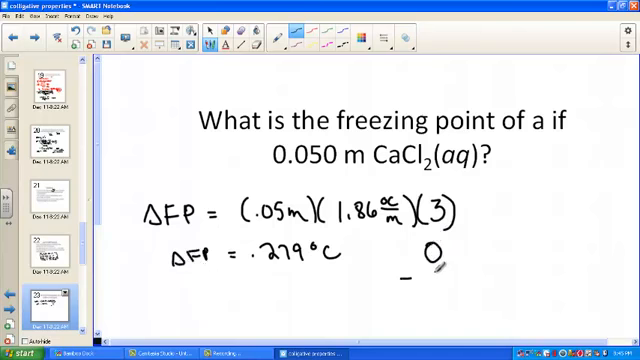Water normally freezes at 0. It's depressed by 0.279. So the new freezing point is negative 0.279 degrees Celsius. We got it to lower a little bit, but keep in mind that's not a very concentrated solution.